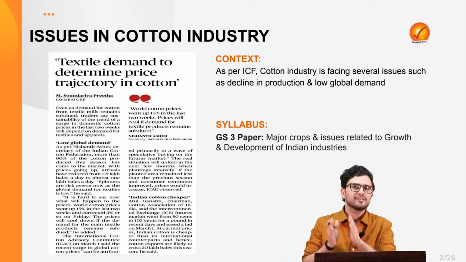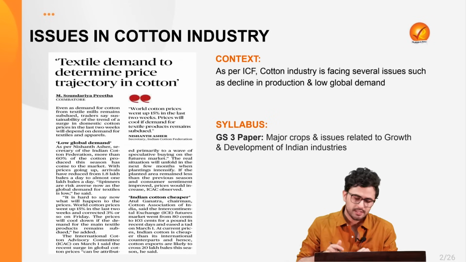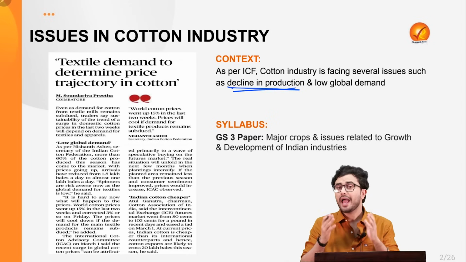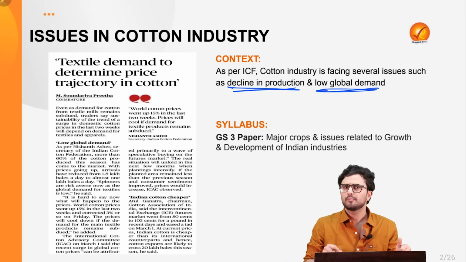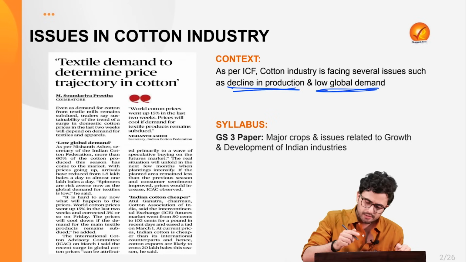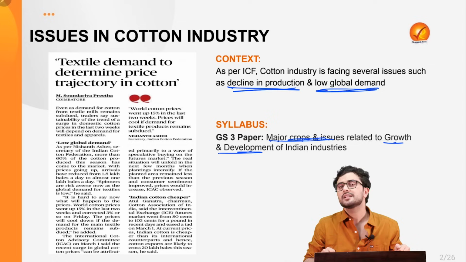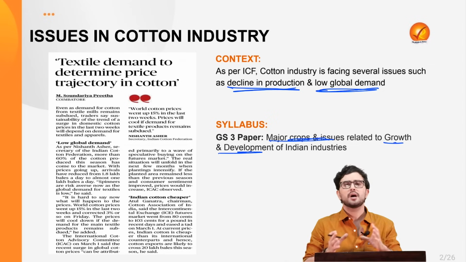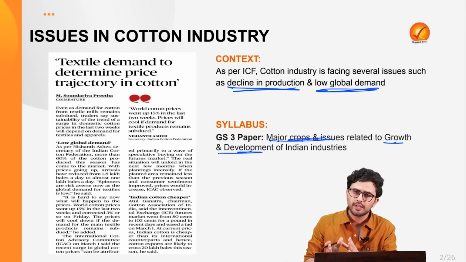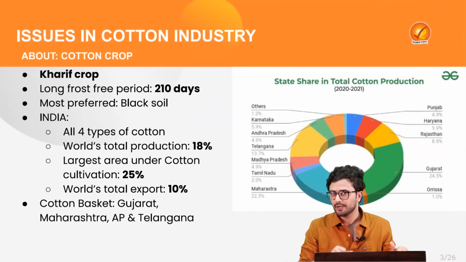So let's begin. As per Indian Cotton Federation, the cotton industry is facing several issues such as the decline in production as well as low global demand, which forms an important component of your GS3 paper under the theme of major crops such as cotton and issues related to growth and development of Indian industries. The cotton crop is a major crop which is produced in our country. So let's begin with inquiring the status of cotton cultivation in India.